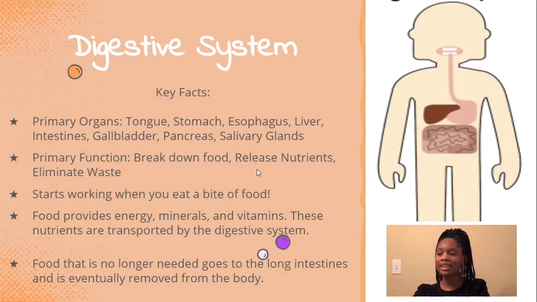Now your digestive system consists of your tongue, your stomach, your esophagus, your liver, and your intestines. We have a small intestine and a long intestine. And then we have our gallbladder, the pancreas, and the salivary glands. The digestive system's primary function is to help break down food, release nutrients, and eliminate waste from our bodies.